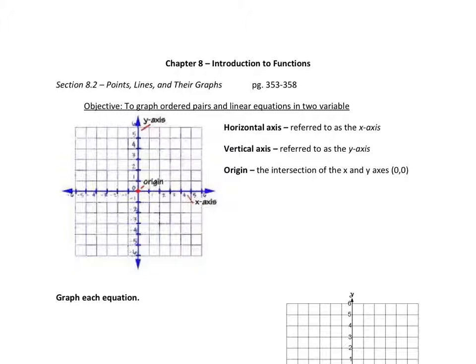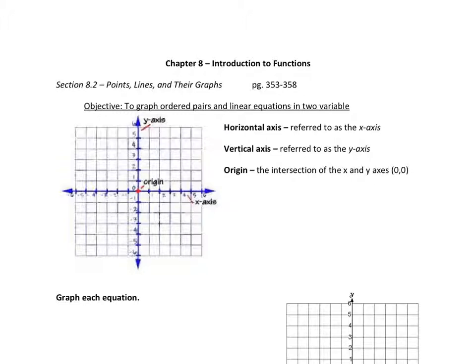It has the horizontal axis. Remember we refer to it as the x-axis. We have the vertical axis that we refer to as the y-axis. And then the point that I haven't talked about is the point right in the middle, and it's the origin, which is the intersection of the x and the y-axis. Its point is 0, 0.